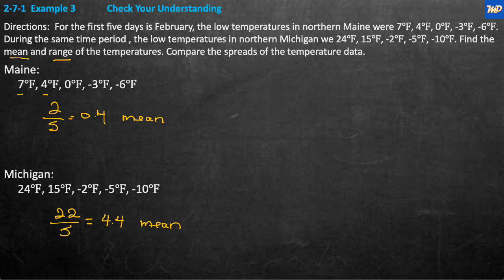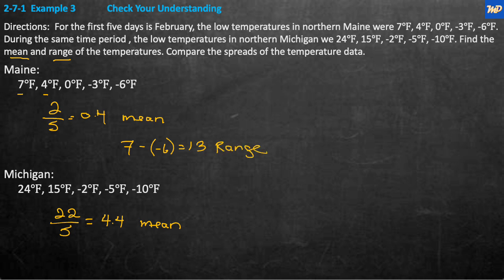And they also want to know the range. So what is the range of the Maine data? The largest number is 7 minus what? The lowest number is -6. The largest number minus the lowest number, 7 minus -6, equals 13. That is the range.